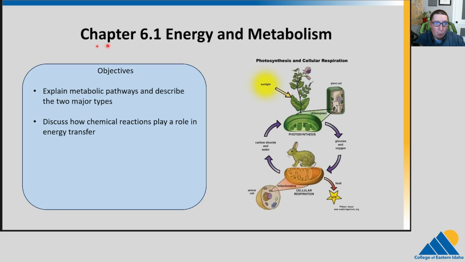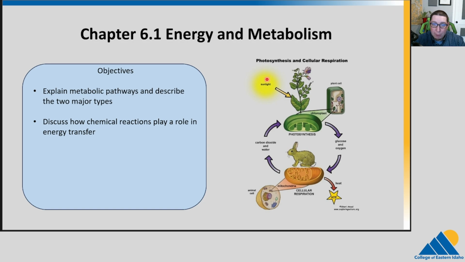So chapter 6.1, we're looking at energy metabolism. We're going to talk about how energy kind of cycles and moves throughout really the universe, but really our Earth is what we're concerned with here. So we'll talk a little bit about metabolic pathways and describe the two major types of those, and then discuss chemical reactions and how they play a role in transferring energy around.